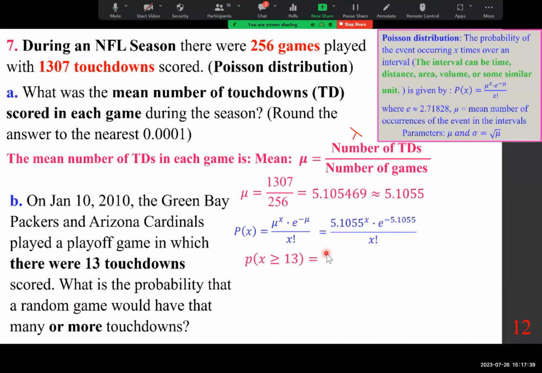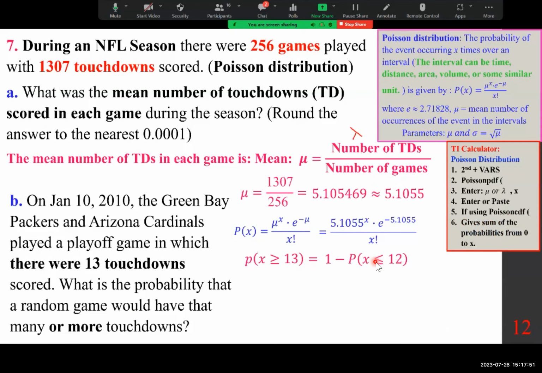But we write it as 1 minus the probability of x less than or equal to 12 because this is much easier to calculate. And again, you don't have to use a calculator. The manner that we calculated the binomial distribution is similar to that.